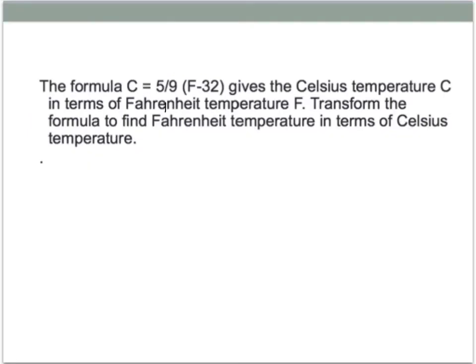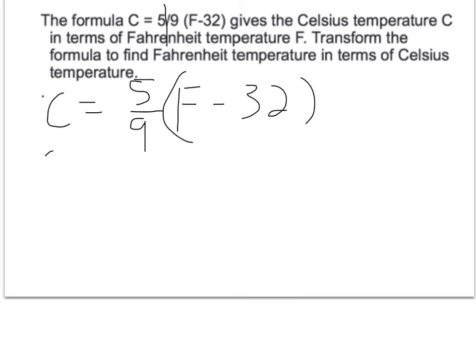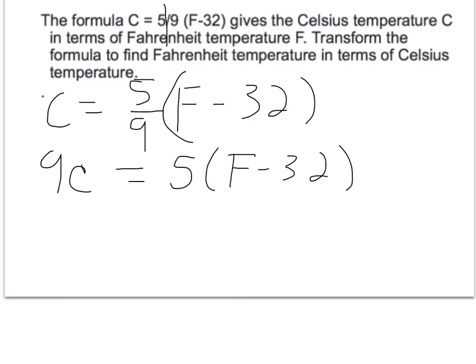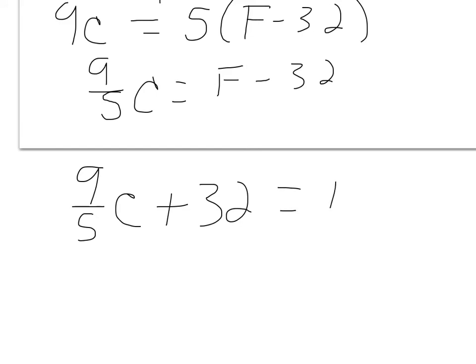Two more final examples. This one, you've seen the 5/9 times F minus 32. That's the formula for Celsius. You've probably done that in your science class. But what we want to do is convert this from Fahrenheit to Celsius. So the first thing I want to do is multiply both sides by 9. So I have 9c equals 5 times F minus 32. Then the next thing I want to do is divide both sides by 5. So I got 9/5 c equals F minus 32. Now if we get F by itself, what I want to do is add 32. So I have 9/5 c plus 32 is equal to F.